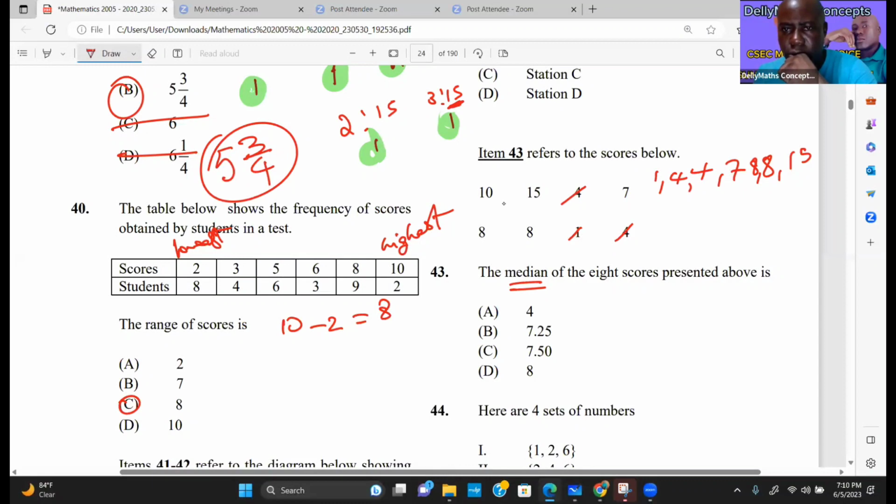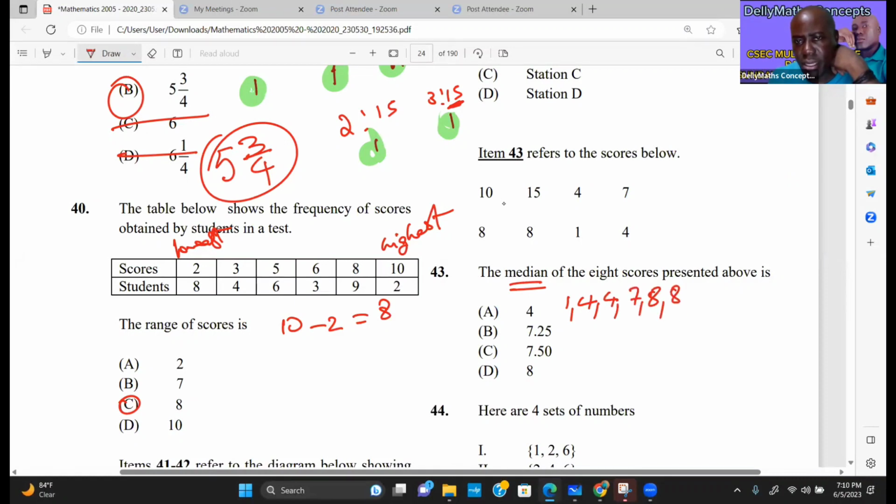Oh, there are two 4s. 10. All right, I need some space. Can I write? I'll never write this. Let me set it up to get all of it. So in order to pick the median, line them up: 1, 4, 4, 7, 8, 8, 10, 15.